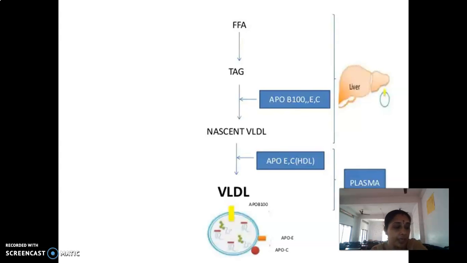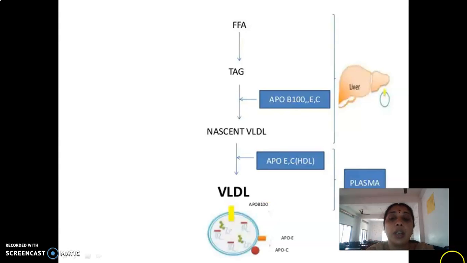And this VLDL has a half-life. The half-life of VLDL in the serum is around 1 to 3 hours. Only 1 to 3 hours, that is all the half-life it has. So after that time period, what happens? It will be subjected to catabolism.